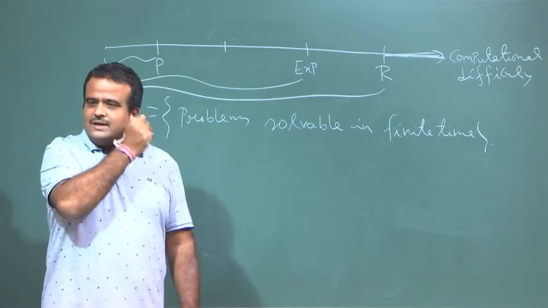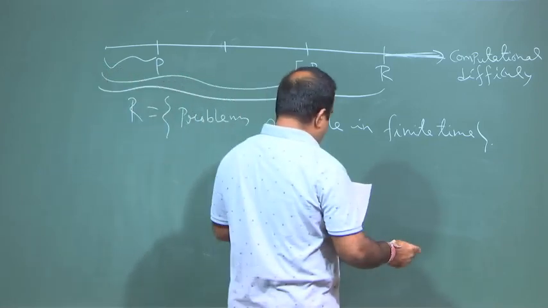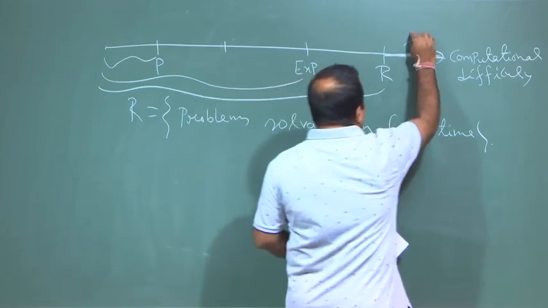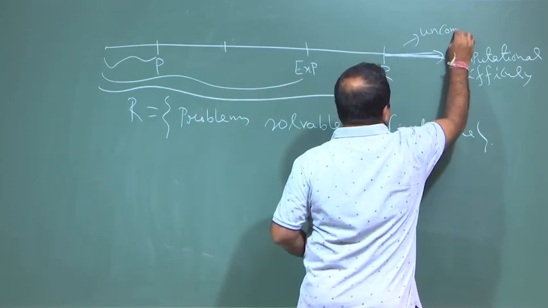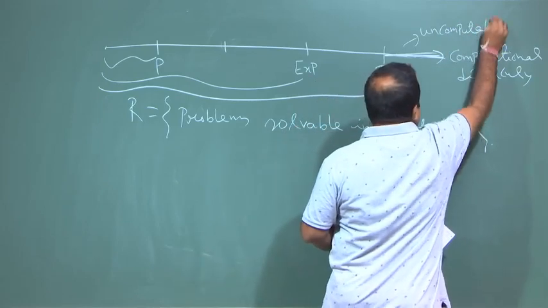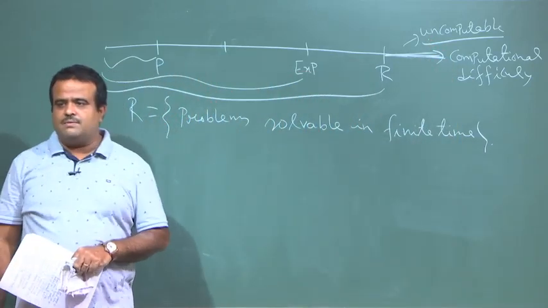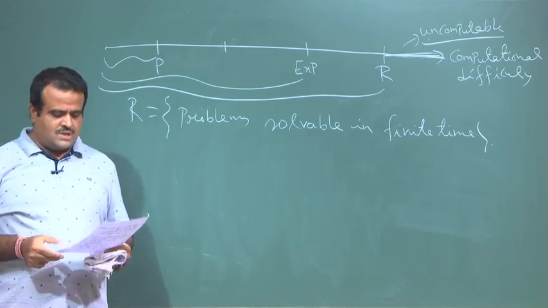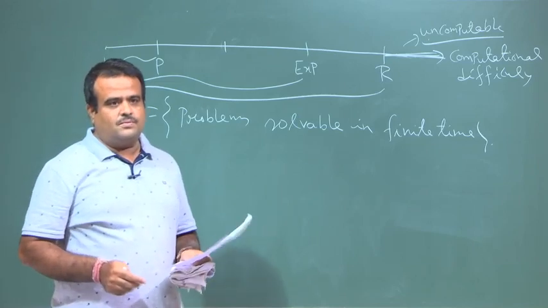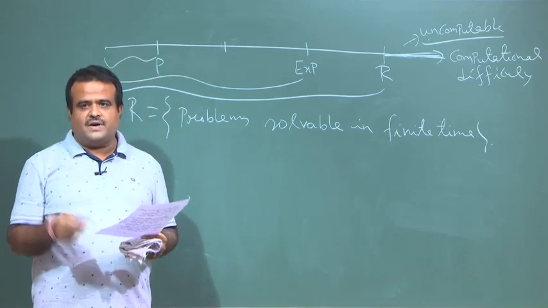So, this will take infinite time. These are called uncomputable problems or undecidable problems. Basically uncomputable problems, because for these problems we cannot get a solution in a finite time. So, this problem is undecidable. It has no solution in a finite time.